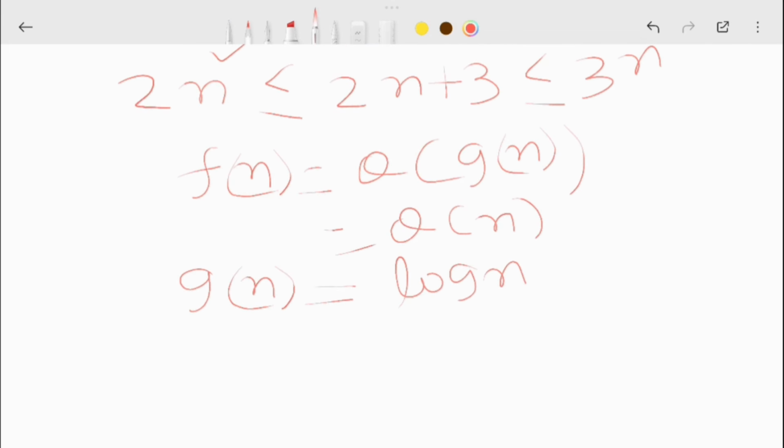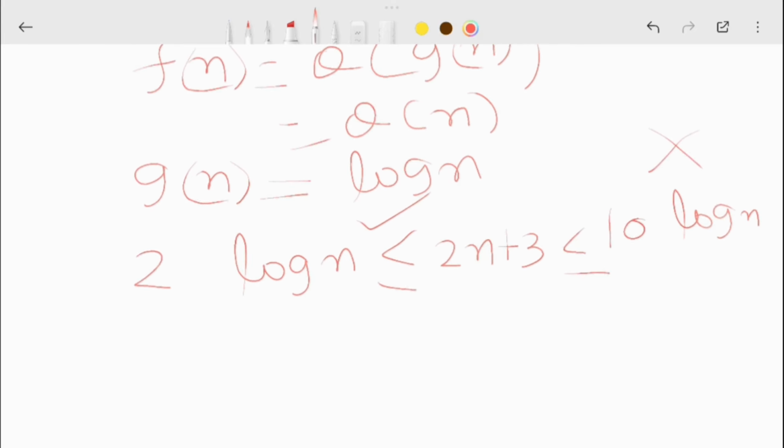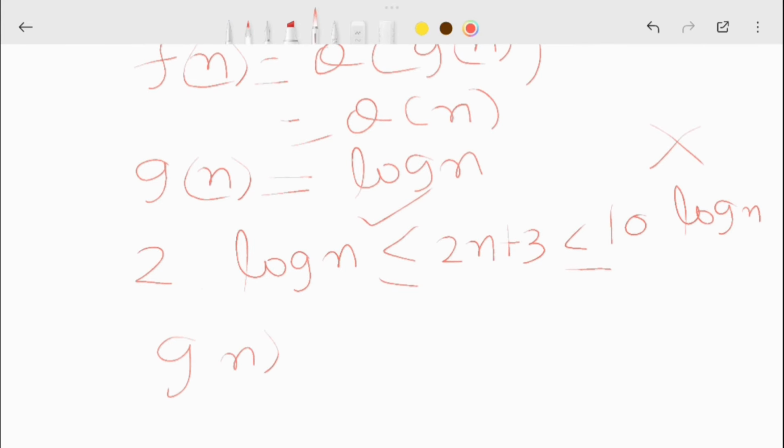For example, if we use some constant 2 into log n, and another constant 10 into log n. But 2 log n is less than or equal to 2n plus 3. This becomes true. But the other condition, 2n plus 3 is less than or equal to 10 log n, will become false.